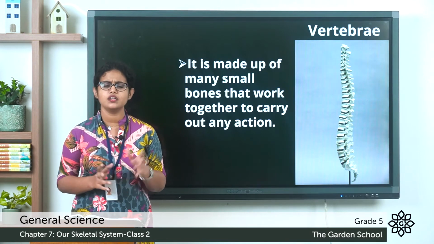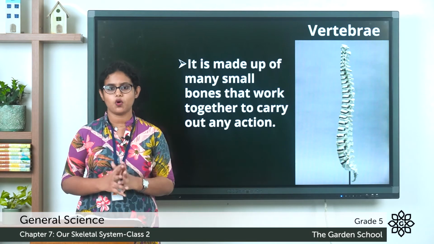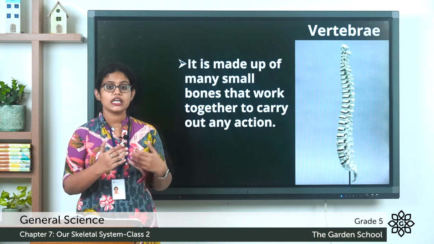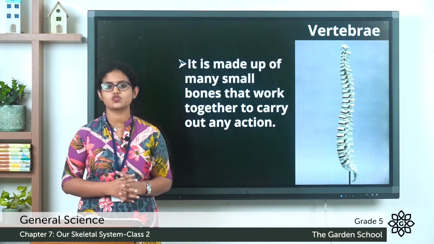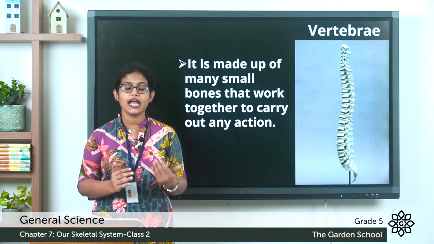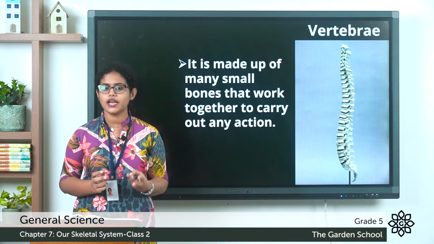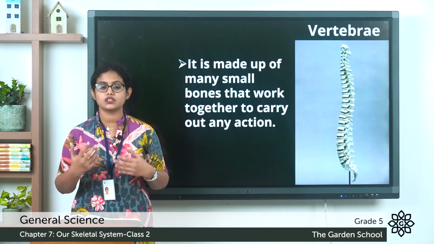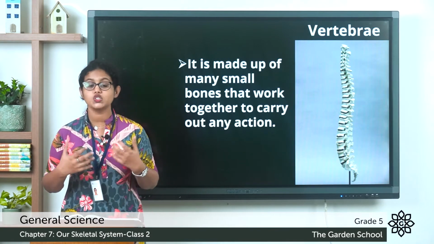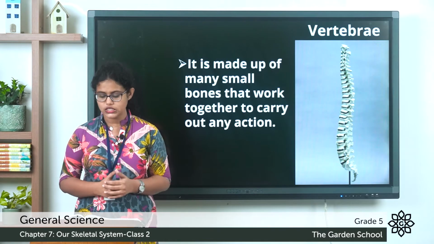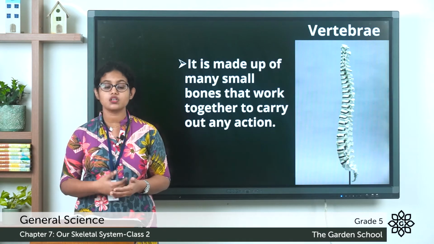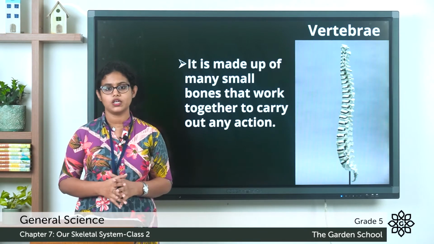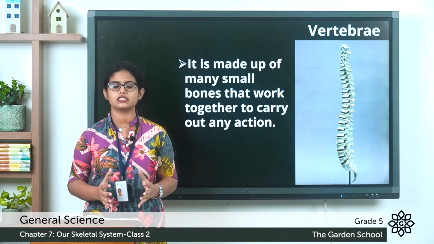The next thing is that there are 3 natural curves in the backbone. These 3 natural curves give the vertebral column an S-like structure. These curves help the backbone to bear the load of our body and even protect our head from shocks and jerks as we walk or run. So that is about the vertebral column. It forms the main stem of the skeletal system.